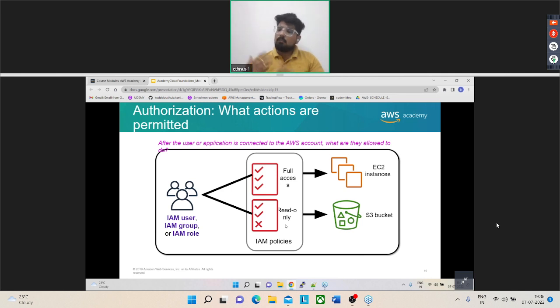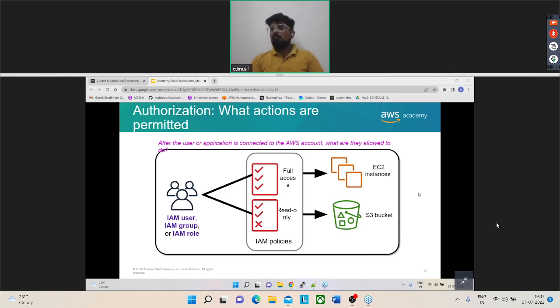If it were a read and write policy, full access like EC2, then they could do anything on the S3 console. But since it is a read-only policy, Nitin and Sonia can only see the list of S3 buckets present for a particular account. They can also check the objects or files in each bucket. But if these guys want to access EC2 instances, they won't be able to do that. Okay.